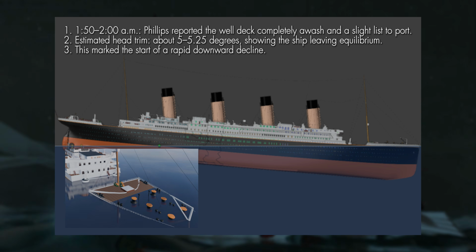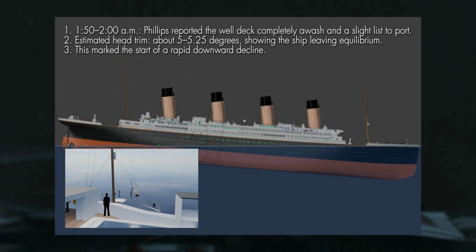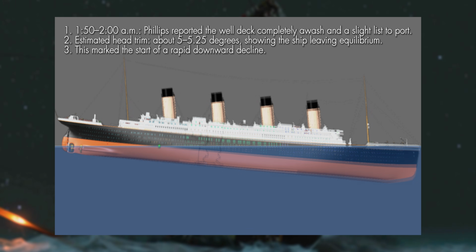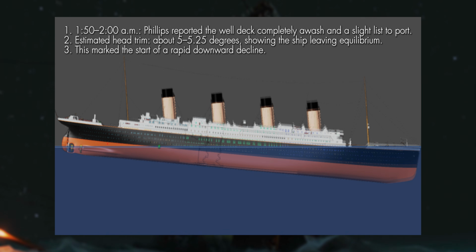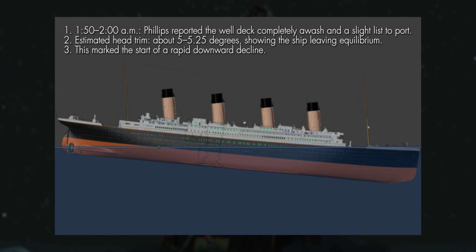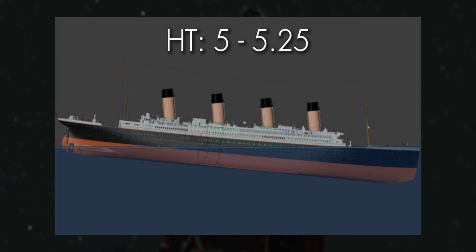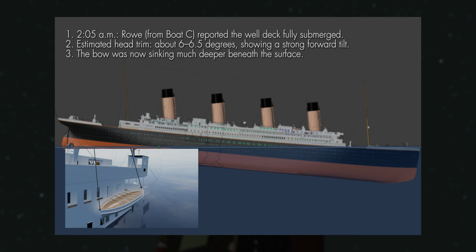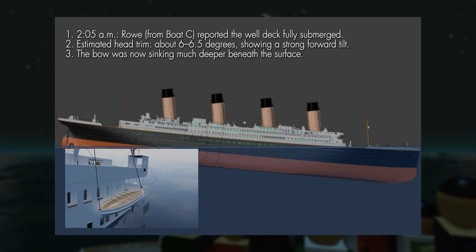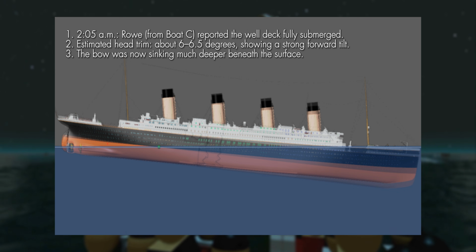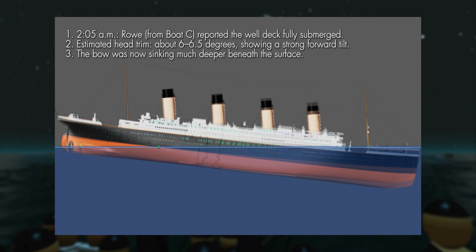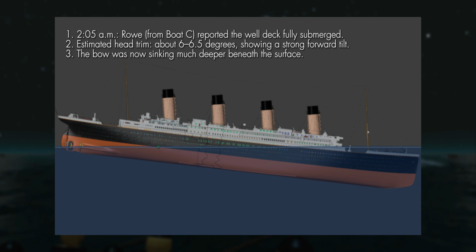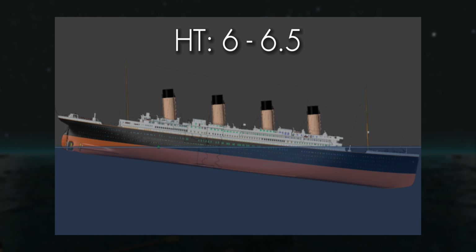Right about by 1:50 to 2 a.m., Phillips noted that the well deck was completely awash, with the ship now showing a slight list to port. The head trim was estimated at 5 to 5.25 degrees, marking a transition from equilibrium to rapid decline. At 2:05 a.m., Rowe from Boat C observed that the well deck was fully submerged. The ship's trim had now reached approximately 6 to 6.5 degrees, showing a marked forward incline as the bow sank deeper beneath the waves.